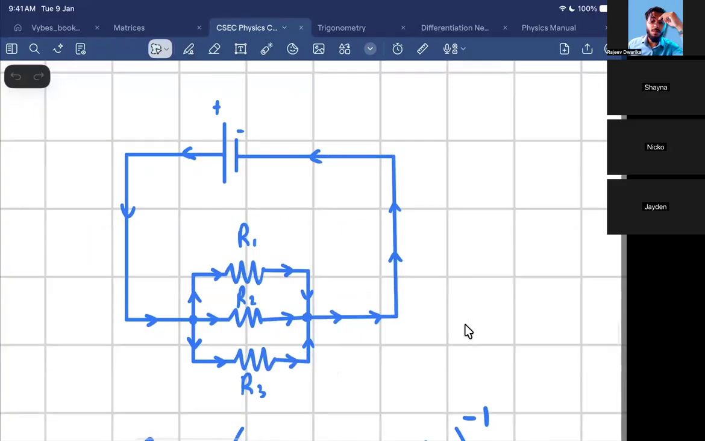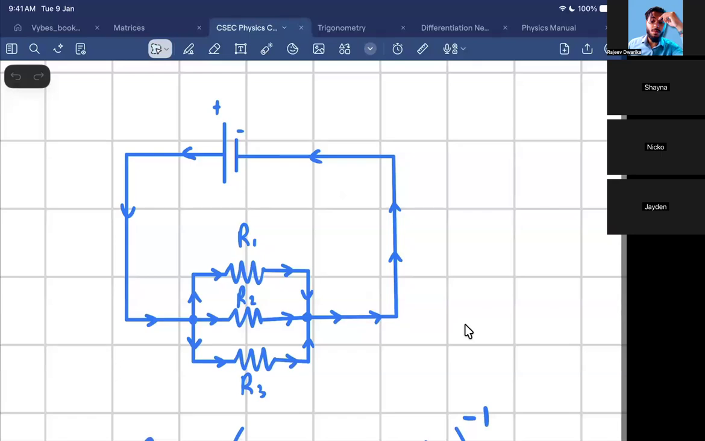This circuit, for instance, guys, would you say that this is a series circuit or a parallel circuit? Do you remember the difference? Let's see, parallel. That's a parallel circuit.